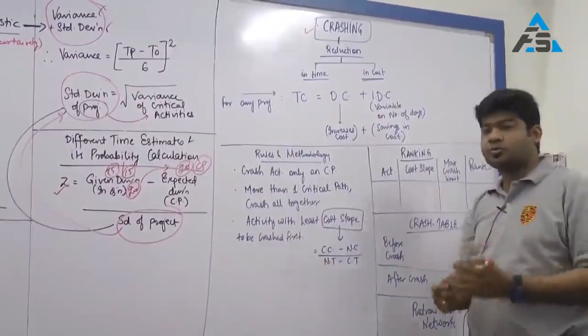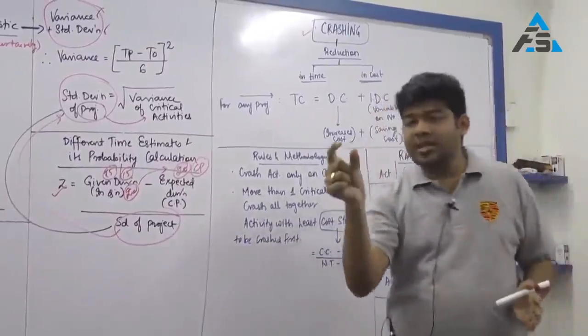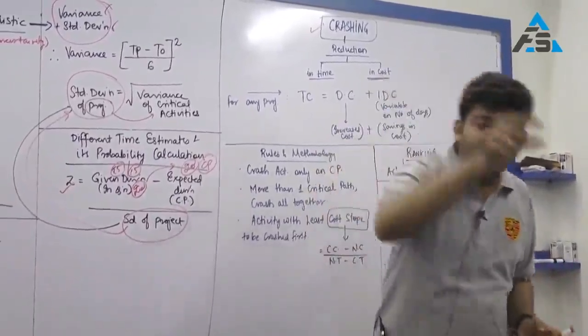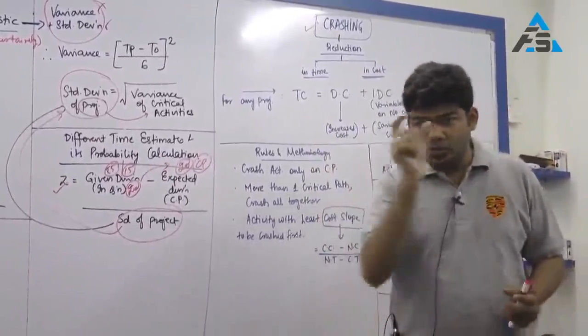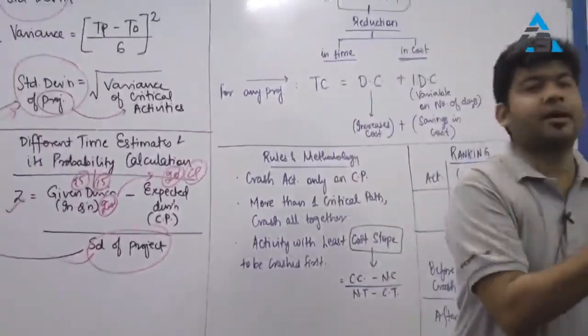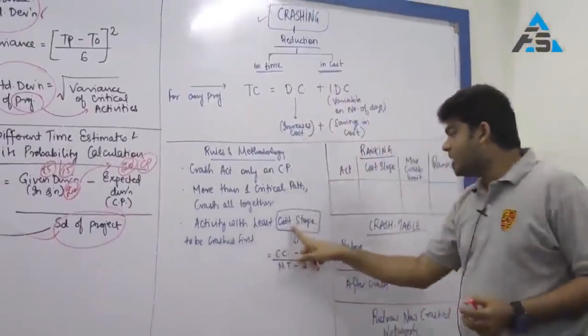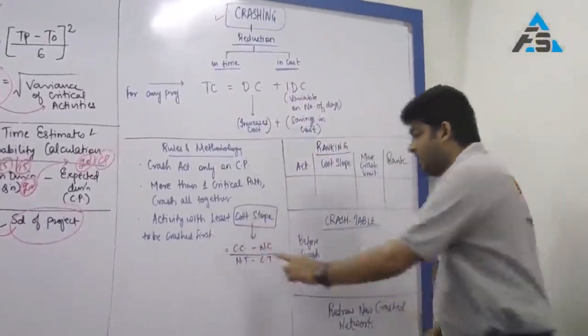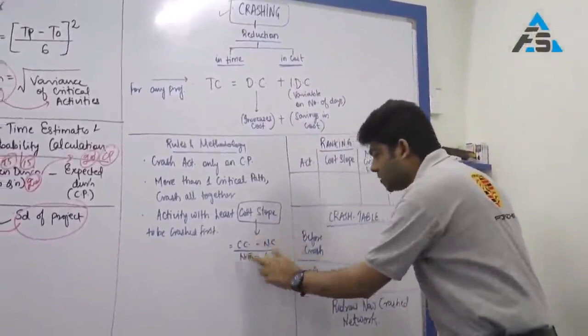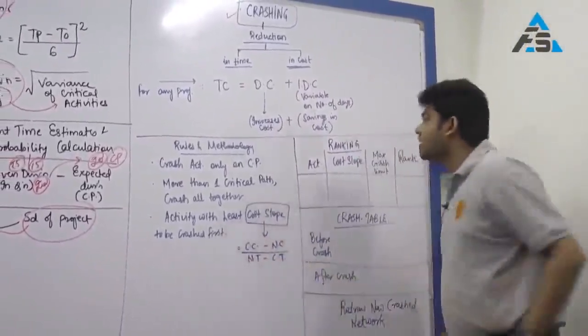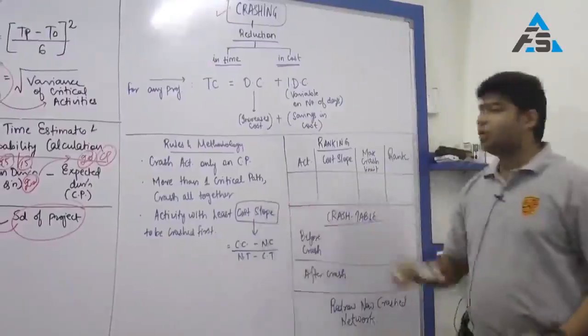What is cost slope? Cost slope is the cost that you are going to incur for reduction of one day. So if I have to reduce one day from a project, how much cost it will be is given by my cost slope. In terms of formula, it is (crash cost minus normal cost) upon (normal time minus crash time). This is my cost slope.